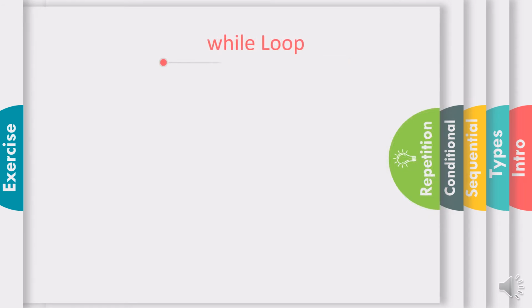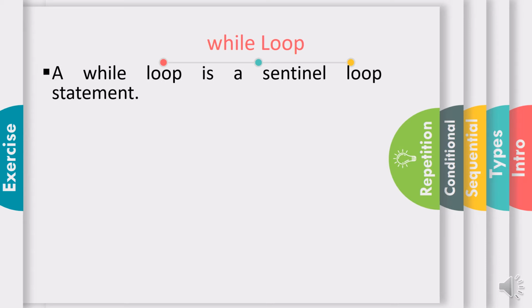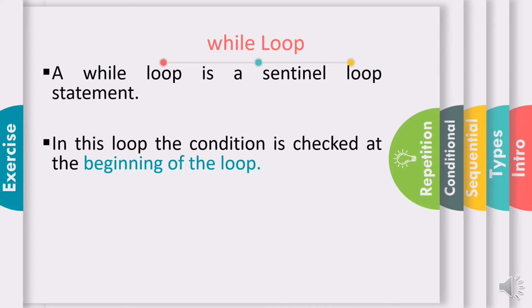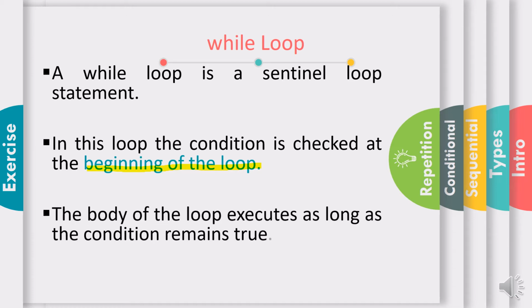Okay students, now the second type of loop that we have discussed is the while loop. While loop is a sentinel loop statement. In this loop, the condition is checked at the beginning of the loop. Please keep it in your mind, the condition is checked at the beginning of the loop, and then the body of the loop executes as long as the condition remains true.